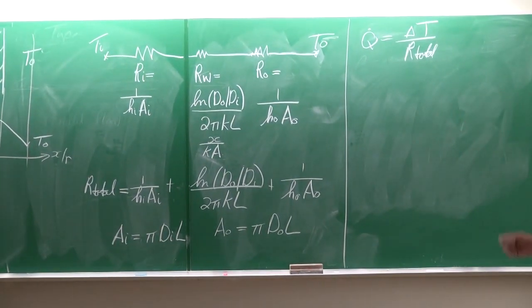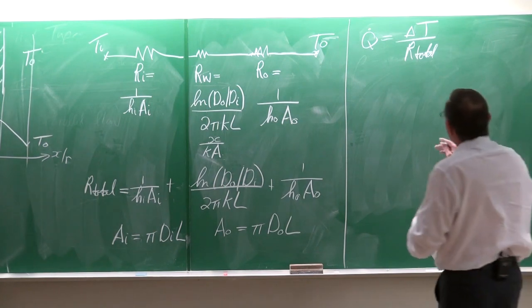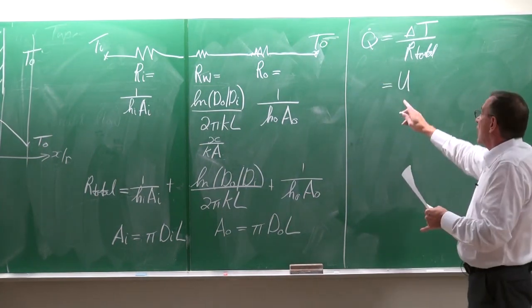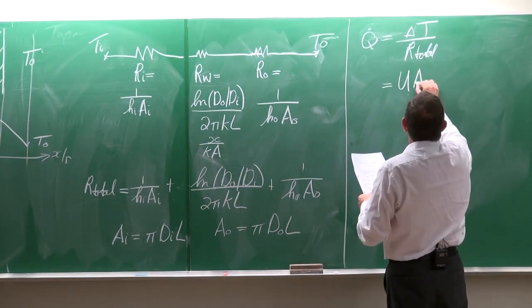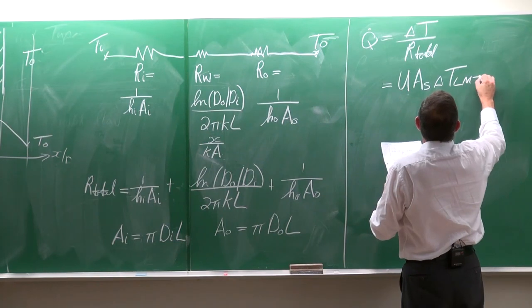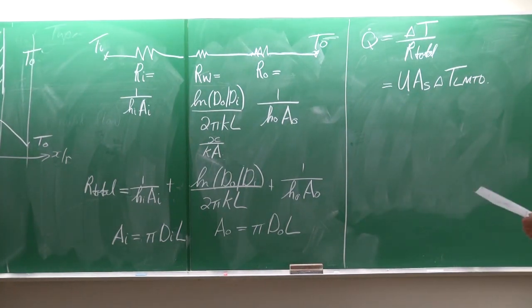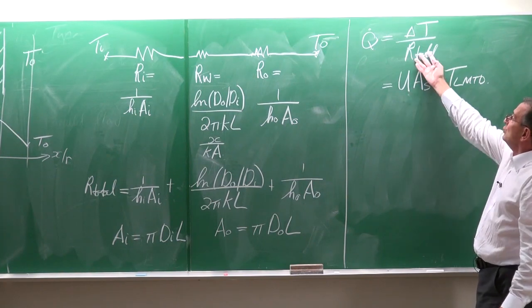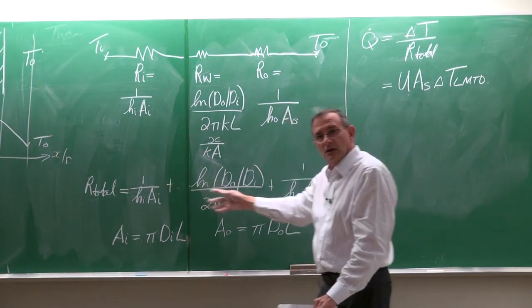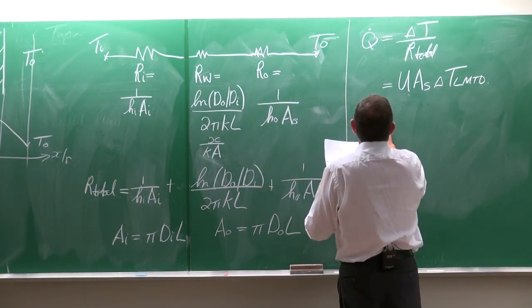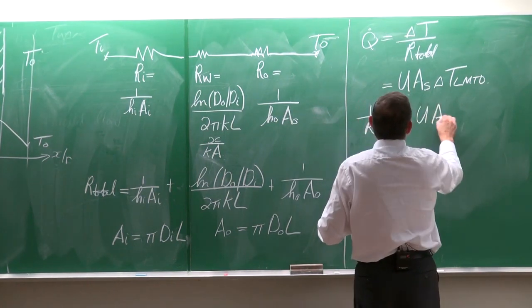Now, just like that, we are going to say that for heat exchangers, heat transfer rate is equal to the overall heat transfer coefficient multiplied by the surface area multiplied by LMTD. Now what is this overall heat transfer coefficient? If you look at this R total and play around with it, you will see that 1 divided by the resistance is equal to U multiplied by the area.